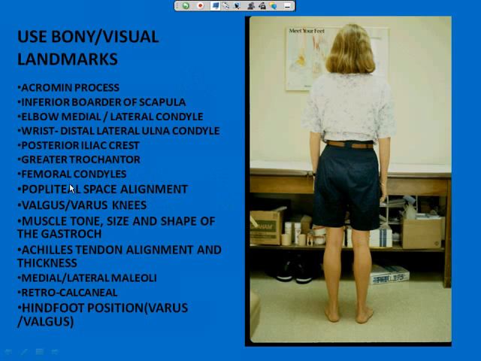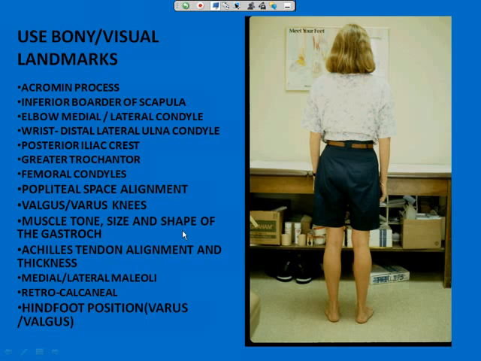Also, I want to look at the femoral condyles, the femur, looking to see the medial aspect of the condyle. Is it in alignment, or do I see more on one side than the other? Then I know there's more rotation on the side that I see more condyle prominence on.